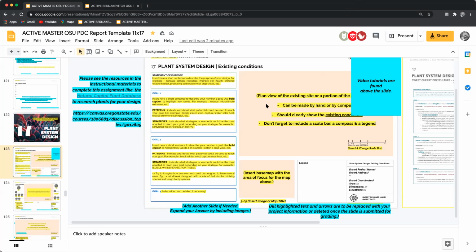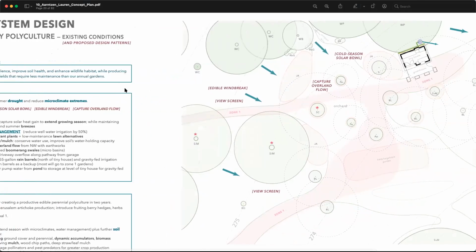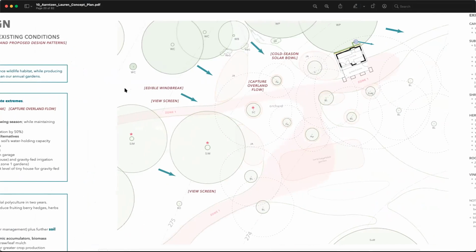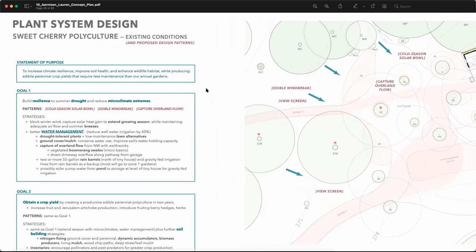So if we take a look at the example on the right-hand side, we're going to zoom in here. There's a couple of great examples. As we take a look at the sweet cherry polyguild, there's a general base map without the design yet, giving us a sense of what the patterns are and where those patterns generally are. Where are the elements we're trying to create? Then within those, things like the cold season solar bowl or the windbreak, we want to block winter wind, capture solar heat to extend the growing season while maintaining adequate airflow and summer breezes, and better water management.